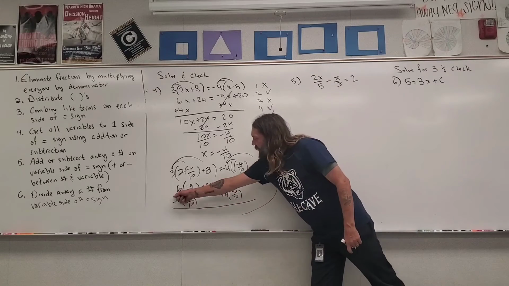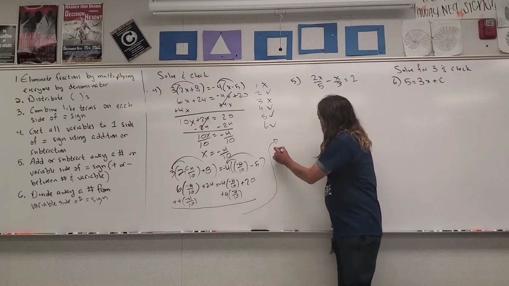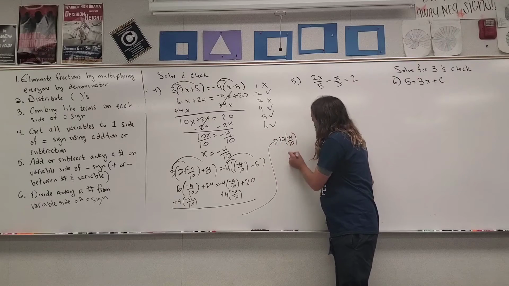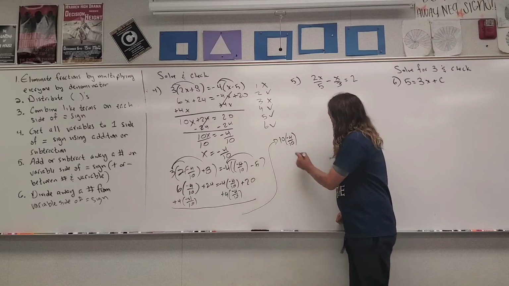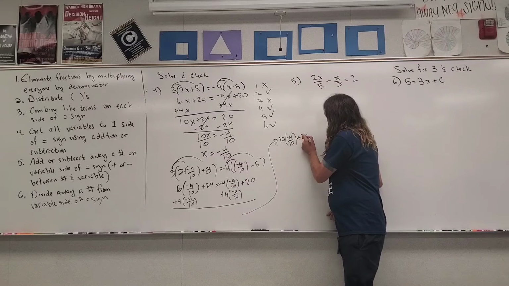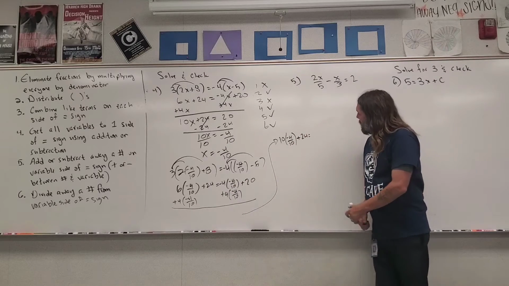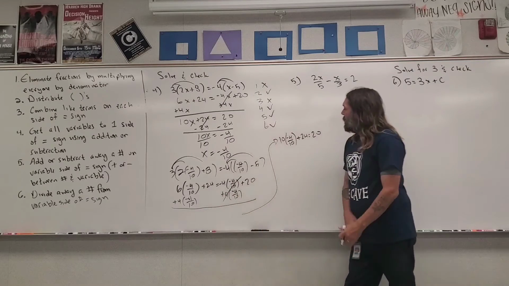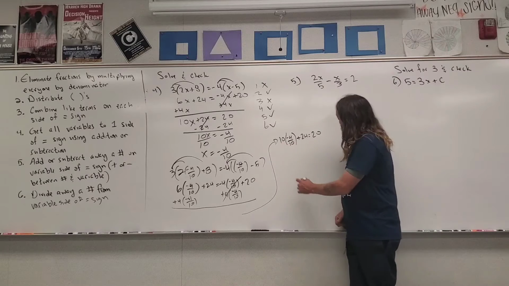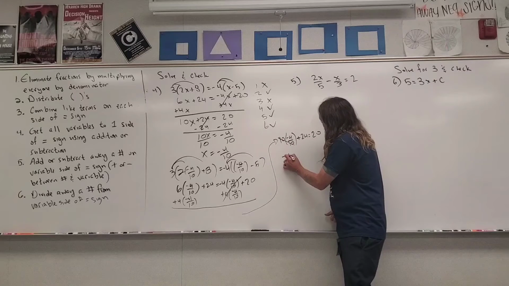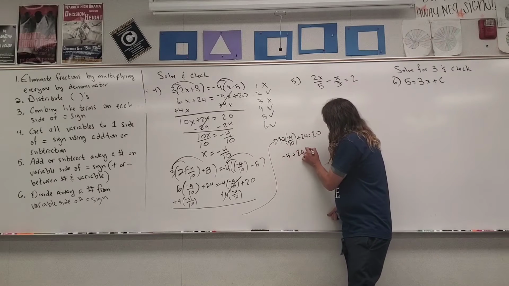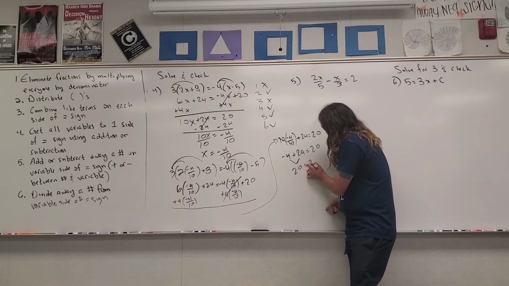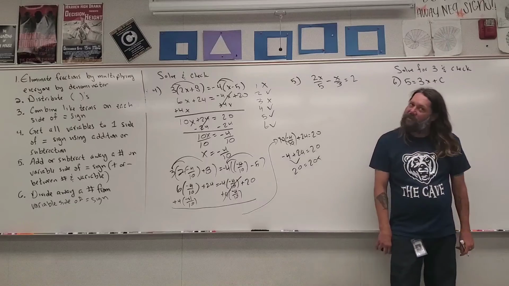But now I have 10 negative 4 over 10s, plus my 24, and that's equal to my 20, because these guys canceled out. Well, guess what? The 10 and the 10 are going to cancel. So now I have minus 4 plus 24 equals 20. Minus 4 plus 24 is 20. And now I have a true statement, which means my answer is correct.